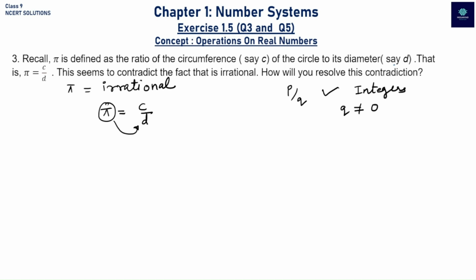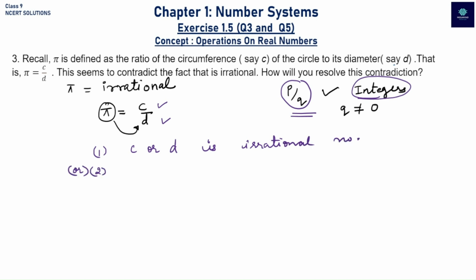To resolve this contradiction, we can give a simple statement that nowhere in the question it is said that c and d are actually integers. If they are integers, then only they will form the rational numbers. But here, since it is not said that they are integers, it means that either c or d, one of them is an irrational number, right? You can give the second statement that both of them are irrational numbers, right?